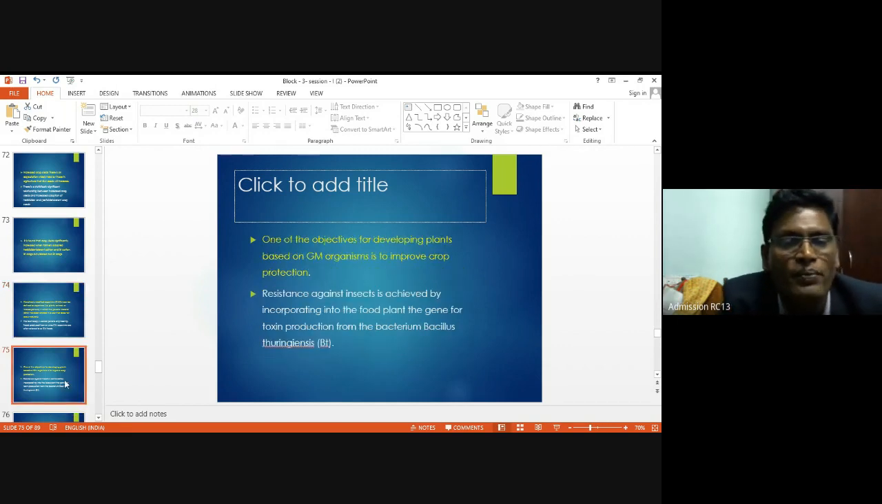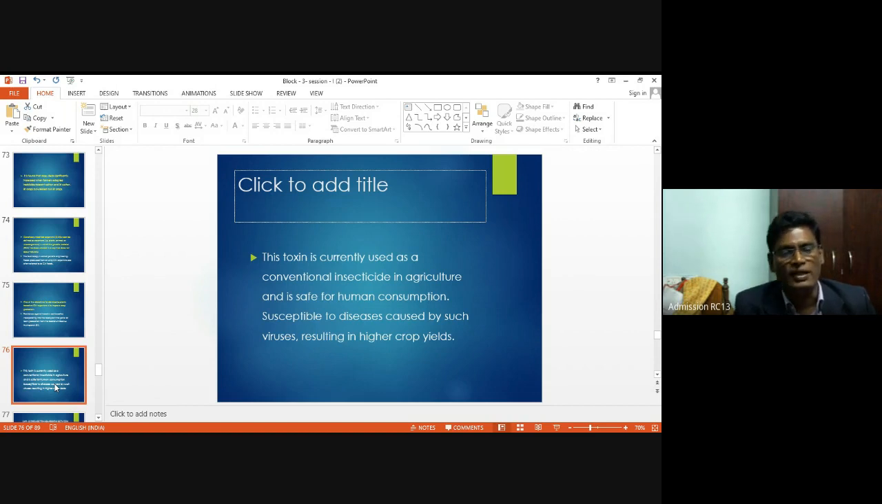One of the objectives of developing plants based on genetically modified organisms is to improve crop protection. So our aim to protect the crop is also possible through the genetically modified crop. Resistance against insects is achieved by incorporating into the food plant the gene for toxin production from the bacterium Bacillus thuringiensis. This gene will produce a toxin which in turn affects the insect, so the insect will not eat those plants.